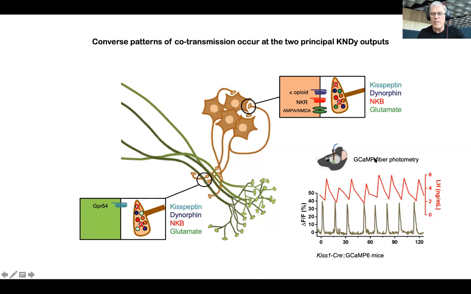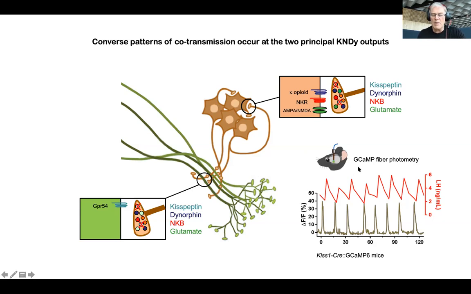We can use GCaMP fiber photometry. This is a methodology that allows us to look at the synchronized activity of these kisspeptin neurons as the mouse walks around its cage. So here, for example, this is in an ovariectomized female mouse. You can see here, these are these synchronization events. They last about 1 to 2 minutes in duration. And here they are occurring over a 2-hour period. So each one of these is a period when the kisspeptin neurons are all firing together.